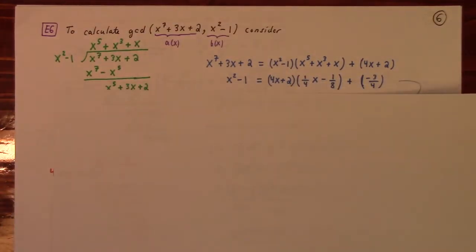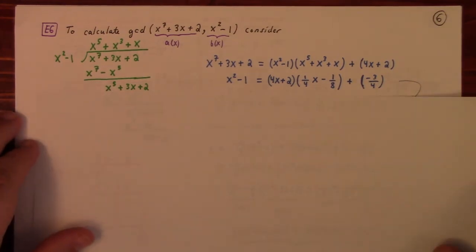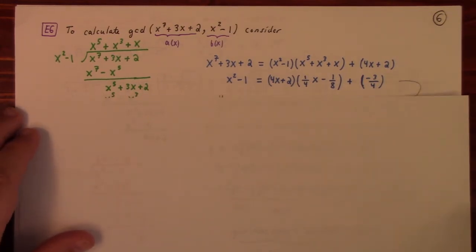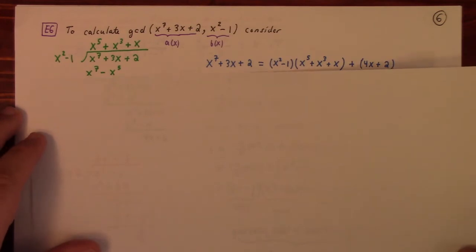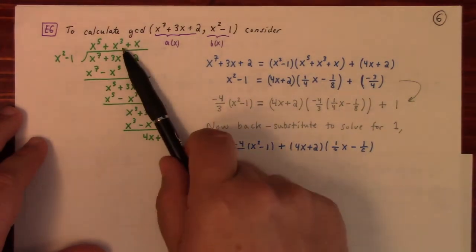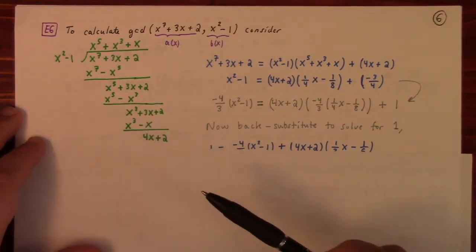So here's another example. To calculate the GCD of x to the 7th plus 3x plus 2 and x squared minus 1, all right, let's get to it. So what we're going to do is divide x squared minus 1 into x to the 7th plus 3x plus 2, right? And when I do that, I get x to the 5th plus x cubed plus x when you go through the steps, right? The remainder is 4x minus 2.